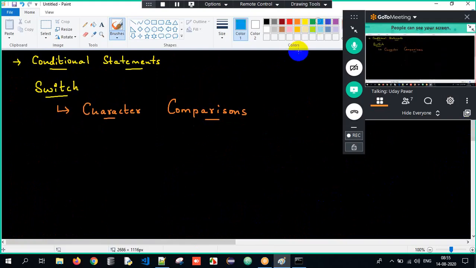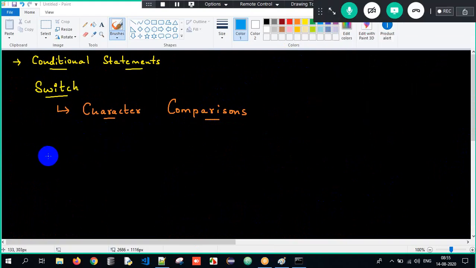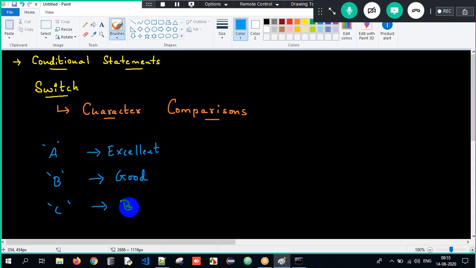How, sir? Imagine character comparison is also possible, right? If I give the grade as A, I will print it as excellent. If the grade is B, it is good. If it is C, bad, he's flunking. What about apart from this? Apart from A, B, C, if there is some other character, then I have to give it as invalid grade. So we have to develop a program for this.